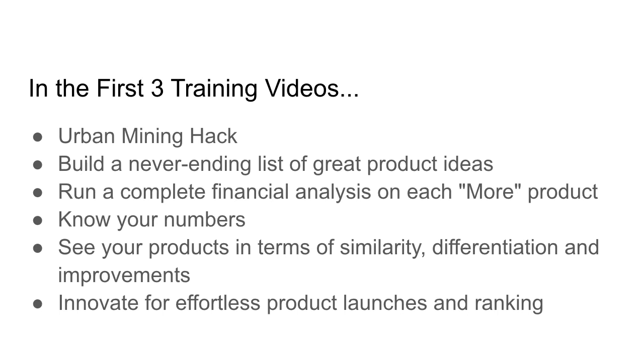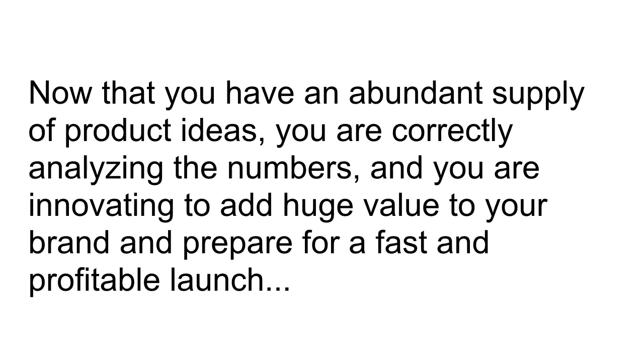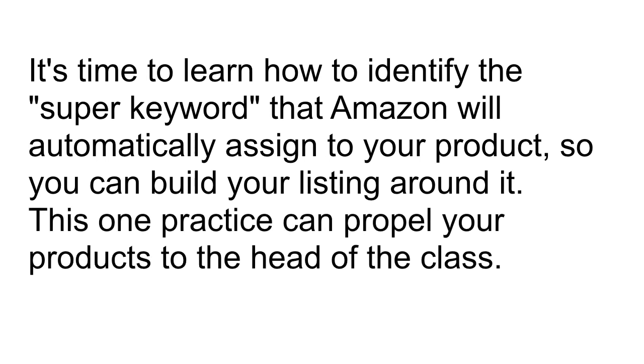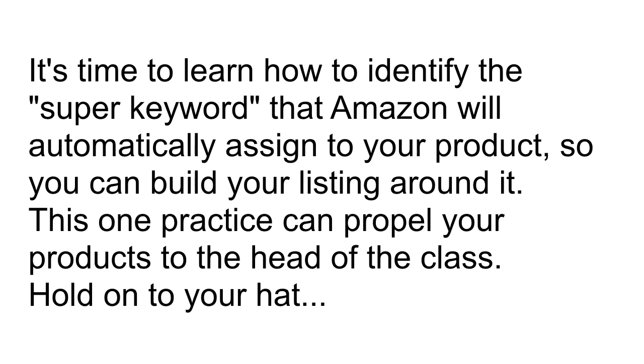Now, that's not where it ends, though. Now that you have an abundant supply of product ideas that just keeps on coming and you keep seeing them everywhere, and now that you're correctly analyzing the numbers on those and you're innovating on those product ideas to add huge value to your brand and prepare for a fast and a profitable launch, now it's time to learn how to identify the super keyword that Amazon will automatically assign to your product so that you can build your listing around it. This one practice can propel your products all the way to the head of the class. So hold on to your hat. We're going to dive into this right now.